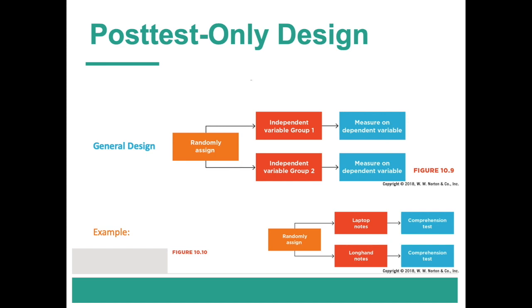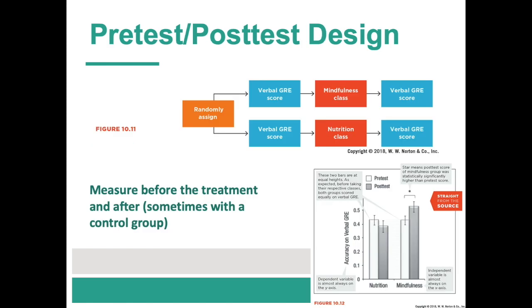So post-test-only design, this is where we randomly assign into one of the groups, so group 1 or group 2, and they have some sort of thing happen, some sort of experiment, and then we measure the dependent variable. An example would be randomly assigning to either laptop notes or longhand notes, having them watch TED Talks, and then taking a comprehension exam. So another one is the pre-test, post-test design. In this one, we randomly assign them into different groups. But in this one, we measure their score before, then give them the experiment, and then measure after. This one's great because you get to see the change from before they had the thing happen to after.